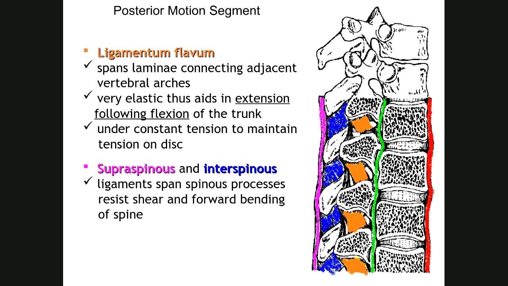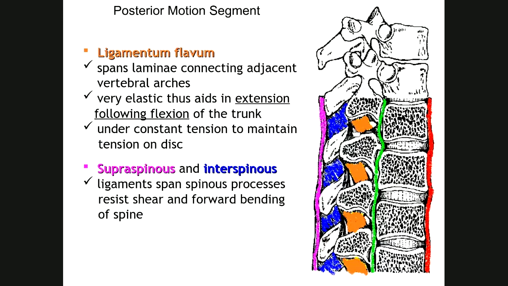Then we have our supraspinous and our interspinous ligaments. These are all with the spinous processes. Supraspinous, it says it in the name, is going to be above the spinous processes. And the interspinous is going to be between the spinous processes. So just remember it like that. Supra, above, spanning the spinous processes. And then we have the inter, between, here where I'm putting my finger. That's where the interspinous ligaments are located.